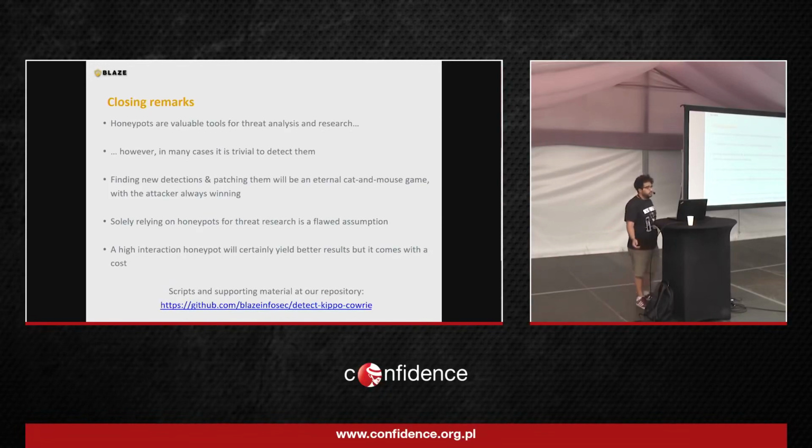But if you're interested, you can find your own as well and do the scanning again. There will always be a way to detect at least these medium interaction honeypots. And if you're a threat researcher solely relying on this for your intelligence, you're pretty much screwed, because it doesn't provide a very reliable indicator against an actual determined adversary. A high interaction honeypot will most likely yield much better results, but it comes with a cost, especially of maintenance. The scripts and supporting material can all be found in our GitHub repository.